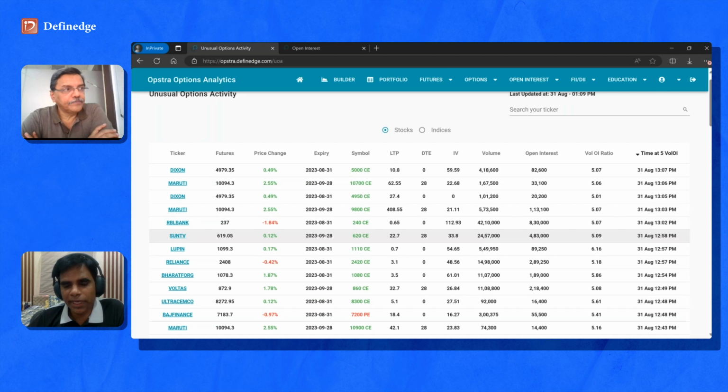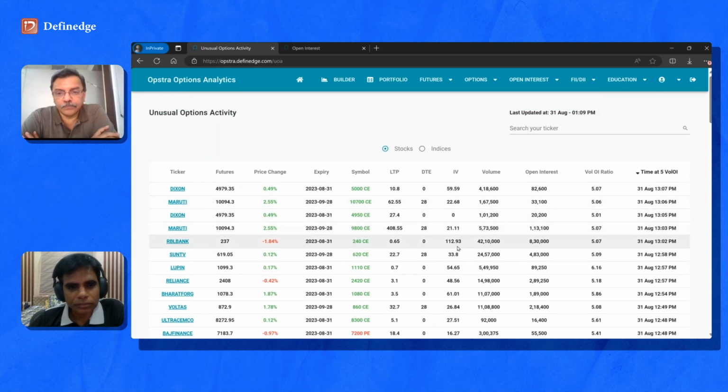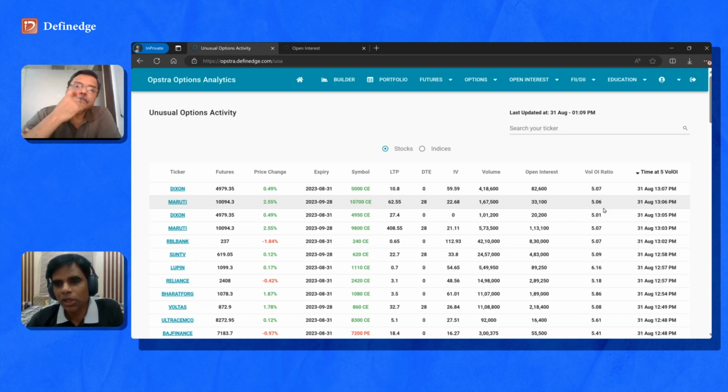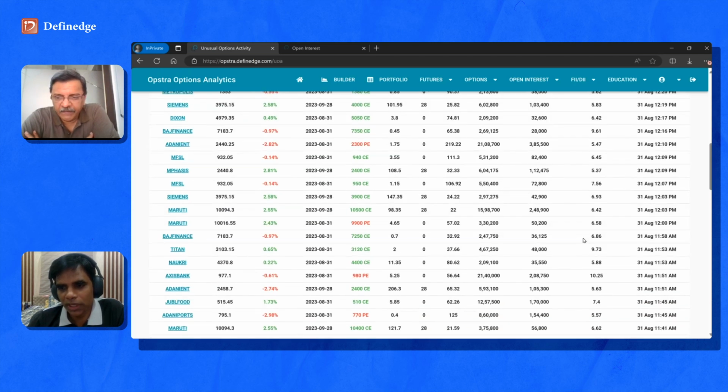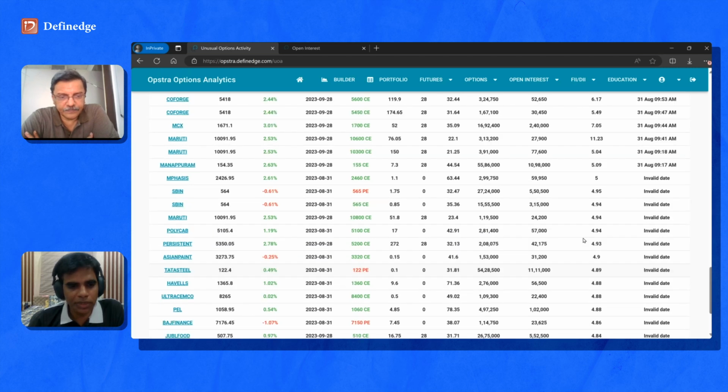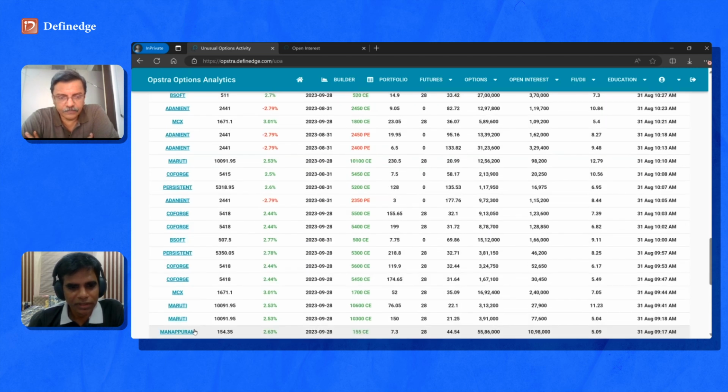So now let's look at some of these activities. Obviously, we are saying that this qualifies as an unusual activity. And if somebody has some other idea and wants to use a much higher value, they're free to do so. If you look at the time, the earliest one happened in Manappuram at 9:17. Then another one happened in Maruti around 9:18.